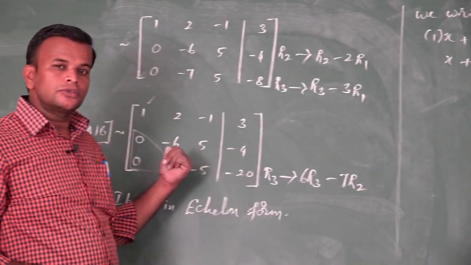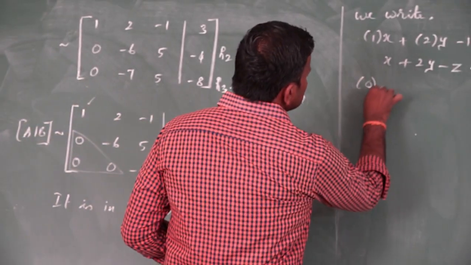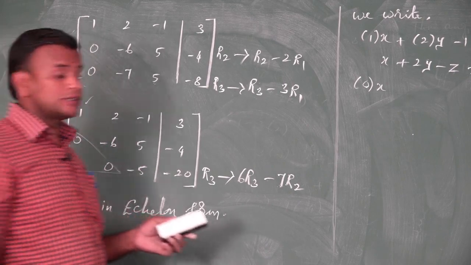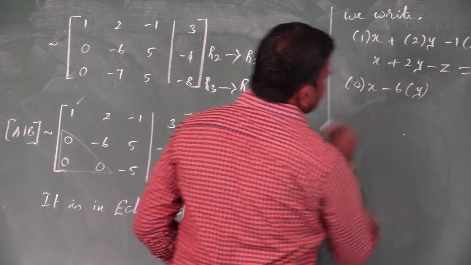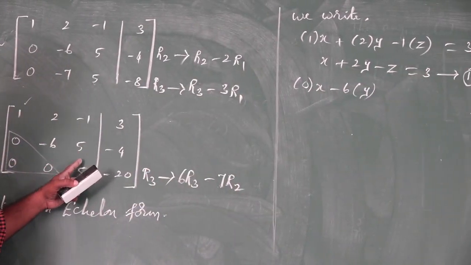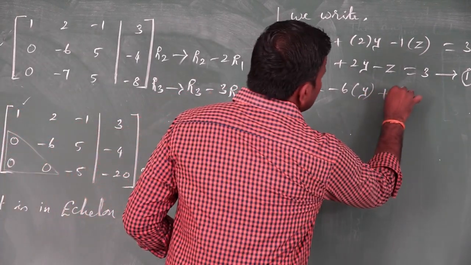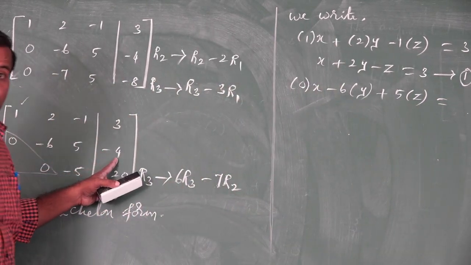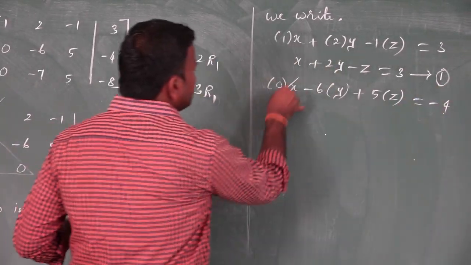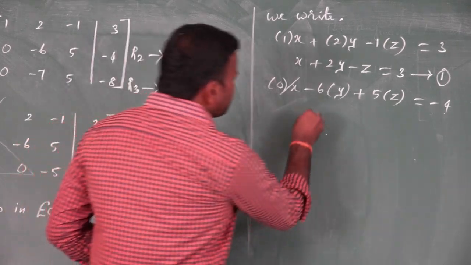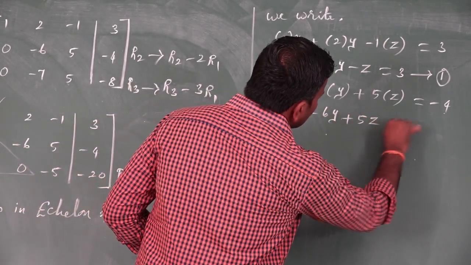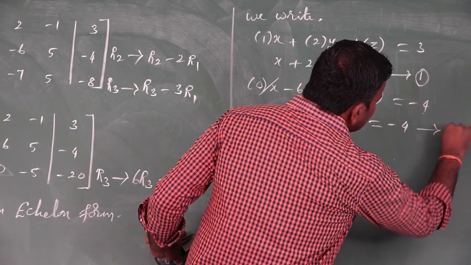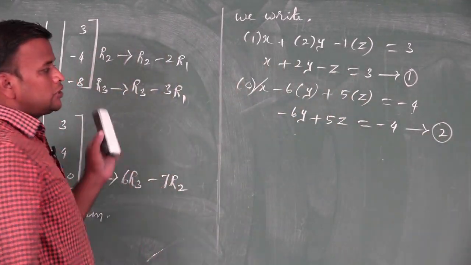The first value is 0, so the coefficient of x is 0. So 0 into x. The next one is the coefficient of y. What is the value? Minus 6. So minus 6 into y. The next one is the coefficient of z, plus 5 into z, whose corresponding value is minus 4. So 0 into x is always 0, minus 6 into y is minus 6y, plus 5 into z is 5z, is equal to minus 4. I use this equation also, so I put it as equation 2.